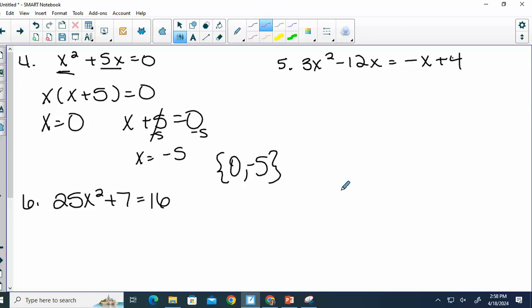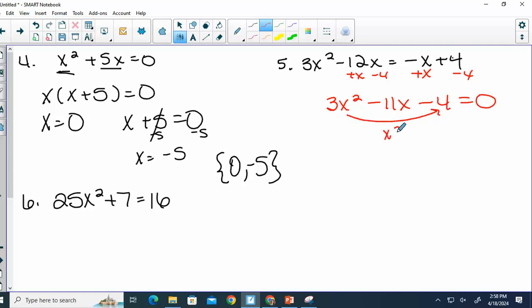Second one, before we can do anything, we have to get it equal to 0. So subtract the x and subtract the 4. Okay, so that gives us a 3x squared minus 11x minus 4 equals 0. Do we have a greatest common factor? No. So we do slip and slide. So x squared minus 11x minus 12. What multiplies to a negative 12 and adds to a negative 11? Negative 12 and 1.